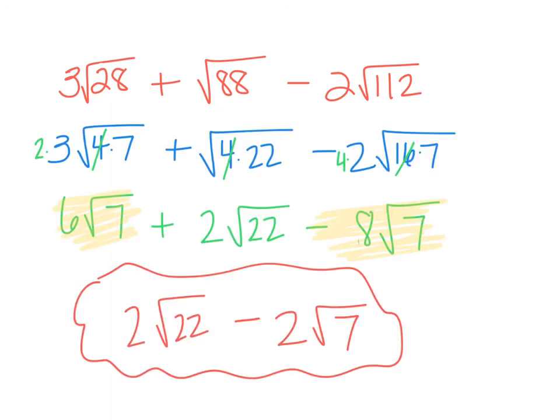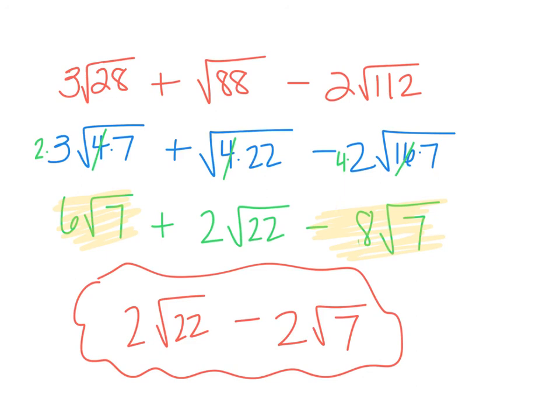All right, so here is the solution to this one. Now, you might have done it a little bit different when you were breaking it down, but your final solution, hopefully you guys got to this point. You can't combine the square root of 22 with these other ones, so I can only combine this one, and then it was 6 minus the 8. So that is negative 2 square root 7, and then I still had my 2 square root of 22.